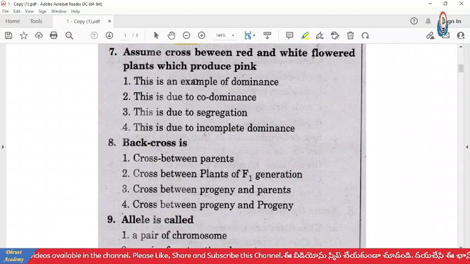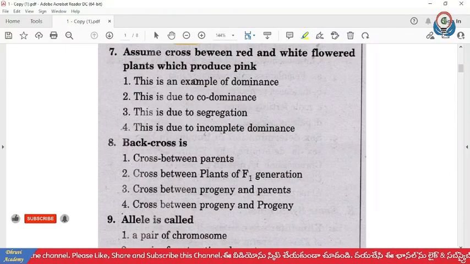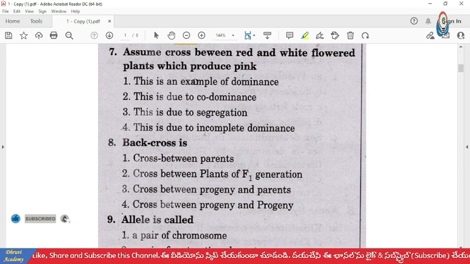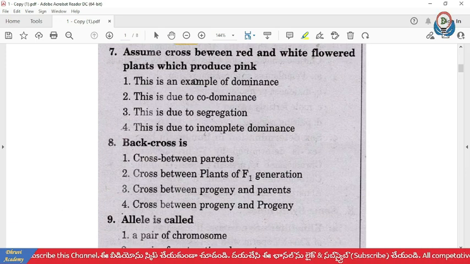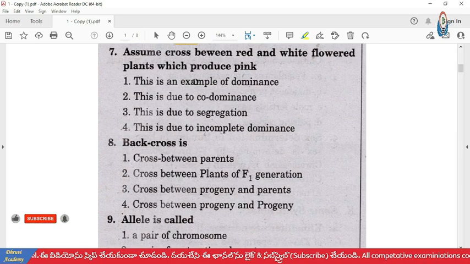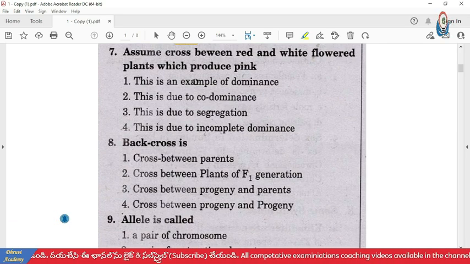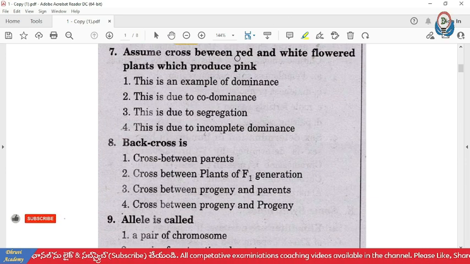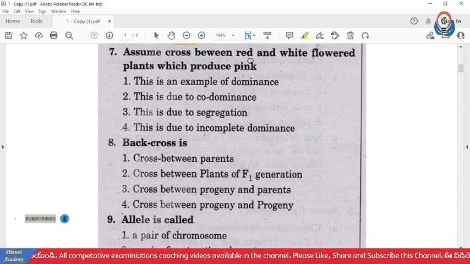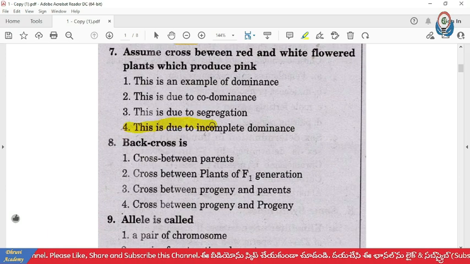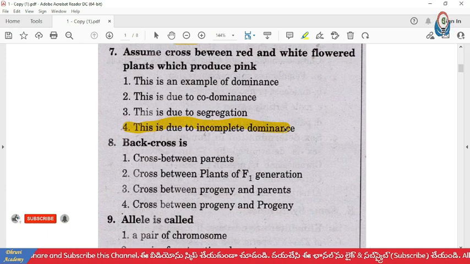Next, assume a cross between red and white flowered plants which produces pink. First, is this an example of dominance, or second, due to co-dominance, or third, due to segregation, or fourth, due to incomplete dominance? They say the cross is between red and white flower plants, which are different in colors, right? They produce pink. This is due to incomplete dominance. This is the right answer.